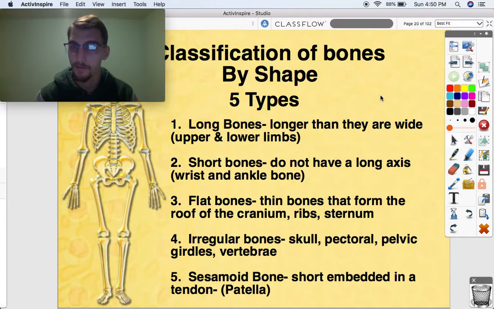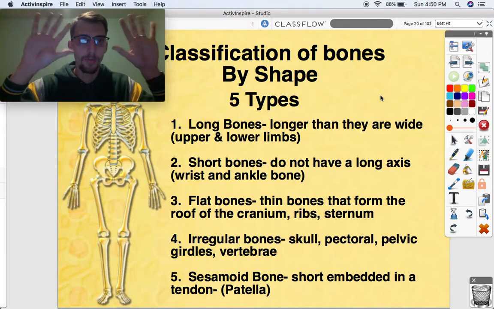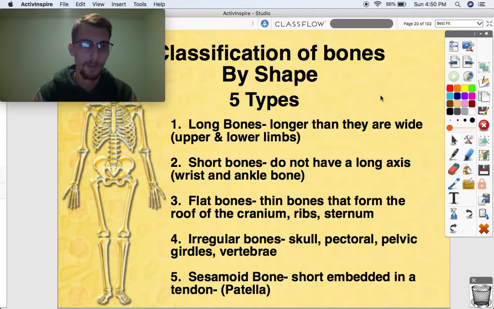Short bones, in fact, are short. Can you believe it? They do not have a long axis, and examples of short bones are really your carpals and your tarsals, which are your wrist and ankle bones. You actually have a lot of those 206 bones that we previously mentioned found in your hands and in your feet as well, so a lot of those are short bones.